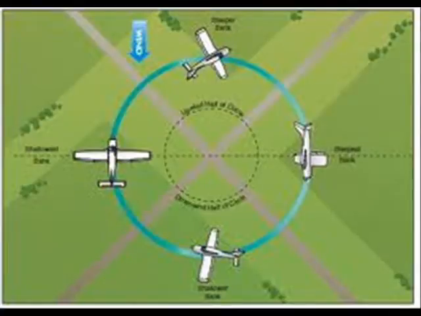Okay, this diagram has a little flaw on it though. The wind arrow, see that wind arrow there on the left-hand side? It actually should be on the right-hand side, behind the plane that has the steepest bank. So there is an error here on this diagram, but not a major one.